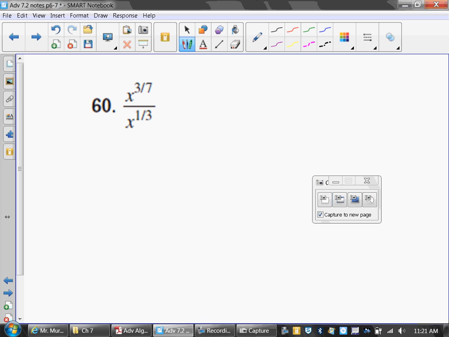All right? Do these guys have the same base? Guys, they have the same base. All right? Since they have different exponents, which one is larger, 3/7 or 1/3? 3/7? So all you have to do is subtract 3/7 minus 1/3, and that gives you your new exponent. That's 9/21 minus 7/21. So it's x to the 2/21, I believe.